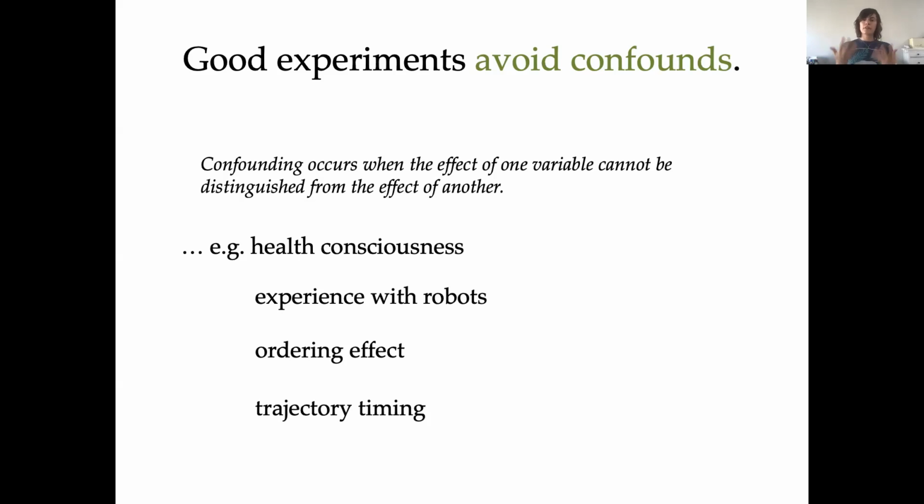And so that's the kind of thing that you have to think about ahead of time and control for explicitly. And you want to write in your paper that you thought about it and this is the way you've controlled for it. So that's an example. Trajectory timing.